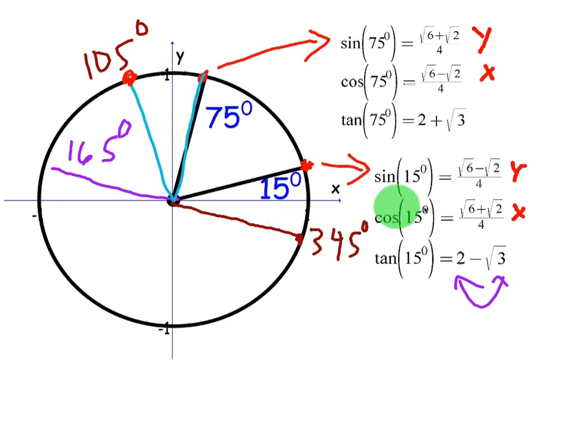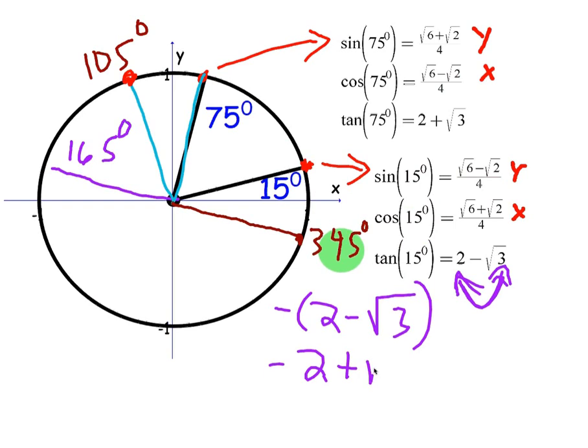So I'm just going to take this tangent value of 15 and multiply it by negative 1 to get the tangent value of 345. So if I flip this value right here, or actually if I make it negative, it's negative, parentheses, 2 minus square root of 3, which becomes negative 2 plus square root of 3. And if you flip that, it becomes square root of 3 plus 2. And that would be my tangent value at 345.